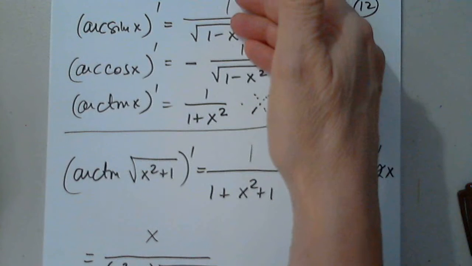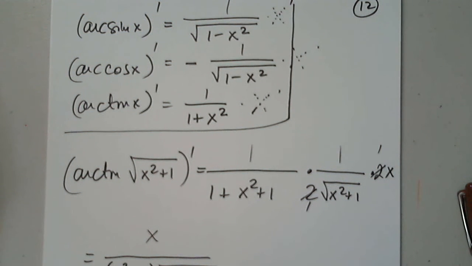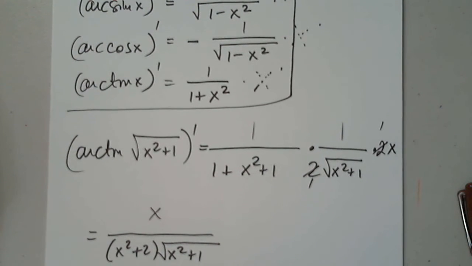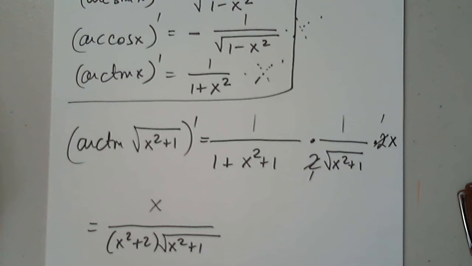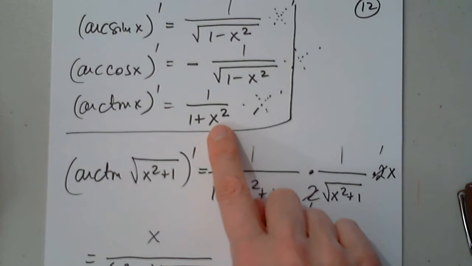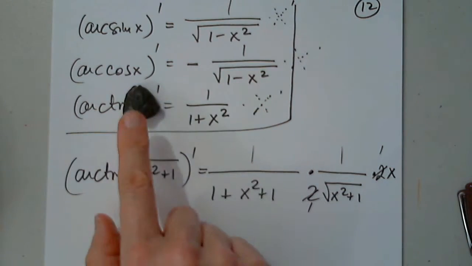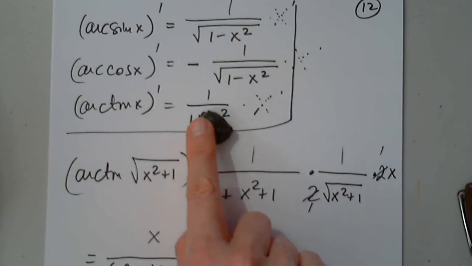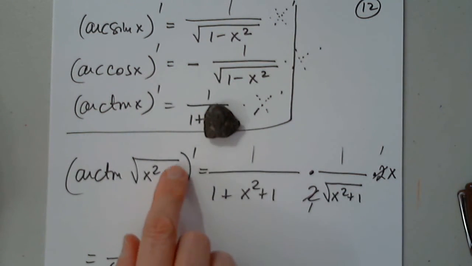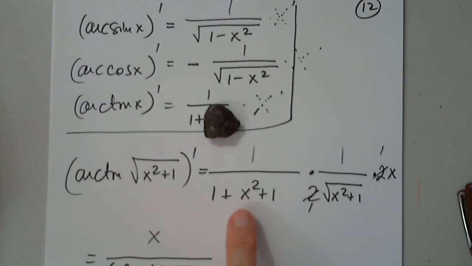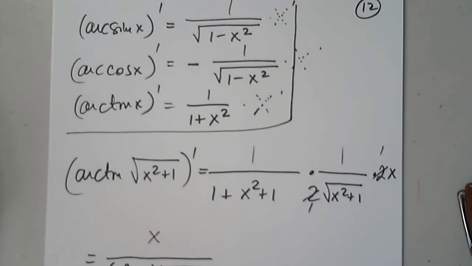Sorry, sir, could you please explain how you got the 1 over 1 plus x squared plus 1 again? Yes, right here. If this is the function, you have in the denominator 1 plus the function squared. But when I square this, I get x squared plus 1. Better? Yeah, thank you.